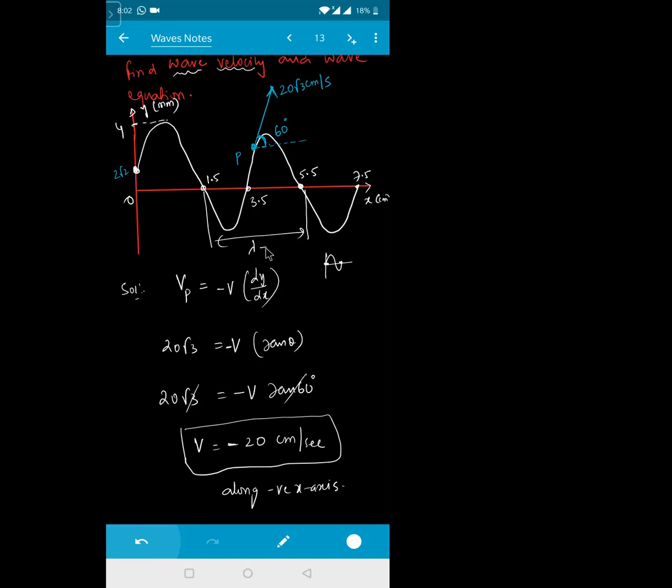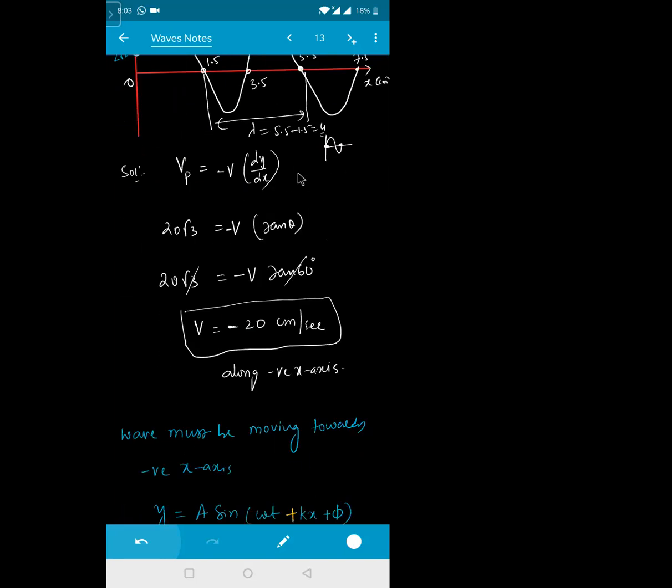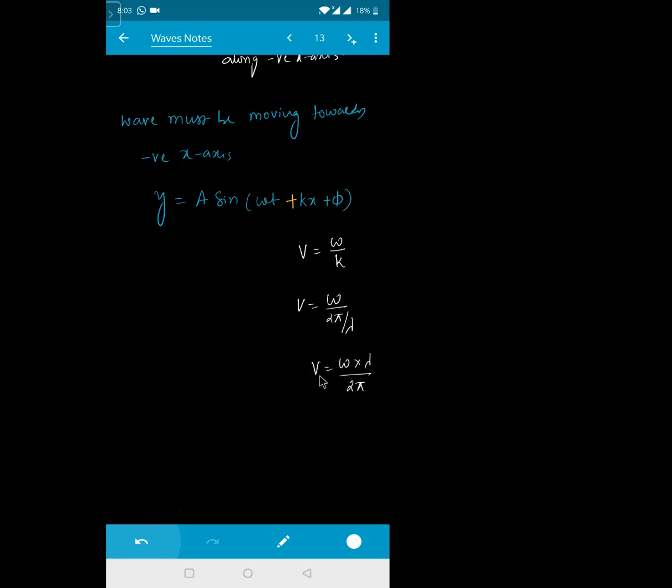This distance to this distance can also be taken as the wavelength lambda. From the origin, this distance is 5.5, minus this one, which is nothing but 1.5. So this will become 4. So the wavelength is 4. Very good. So what V did I get?